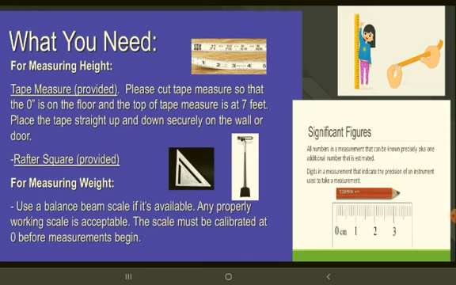Determination of the size or amount of something is called measurement. What is measurement? Determination of the size or amount of something is called measurement. Measurement is expressed as a quantity and its unit. For example, the length of a pencil is 7 centimeter or 6 centimeter. 6 is the quantity and centimeter is the unit of length.